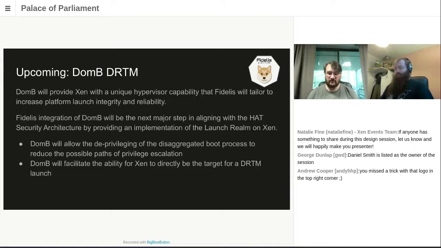So in the previous slide, when I talked about disaggregating Dom0, that will still happen in a traditional Dom0 launch system. Once we have DomB, we'll no longer need to rely on Dom0, and we'll be able to just have policy labeled domains for control and for hardware. And then when we bring the DRTM capability into Xen, that will allow DomB to work in conjunction with Xen as part of a DRTM launch for the platform.